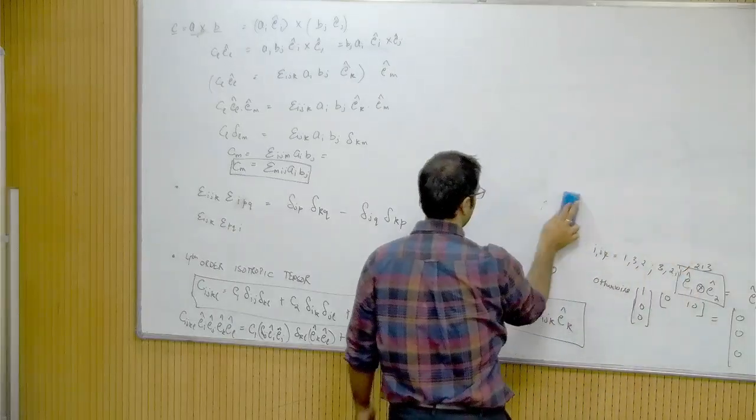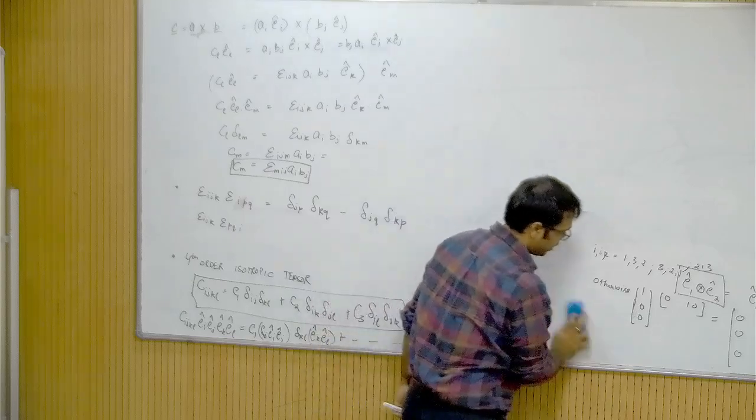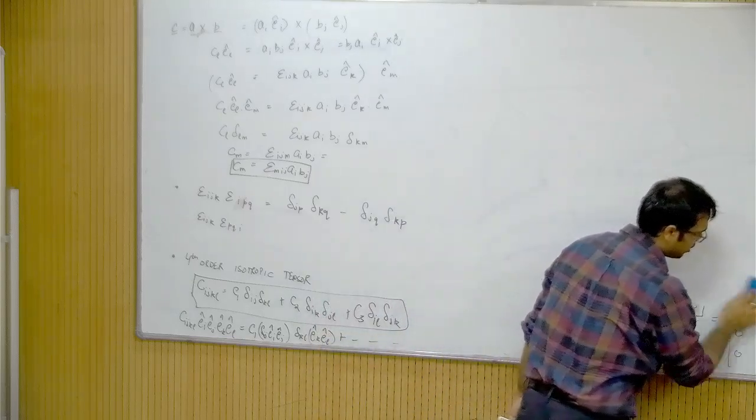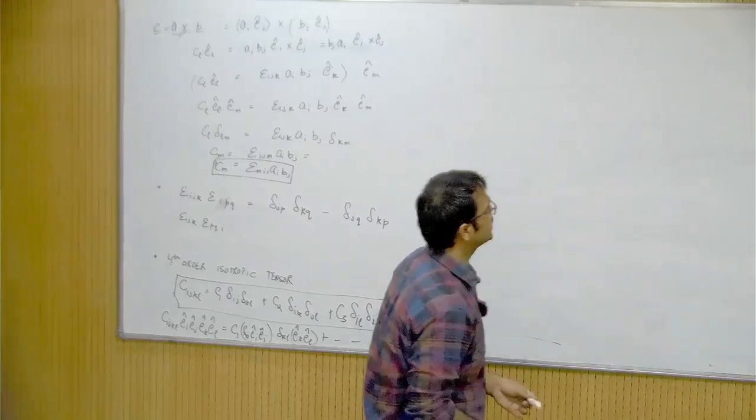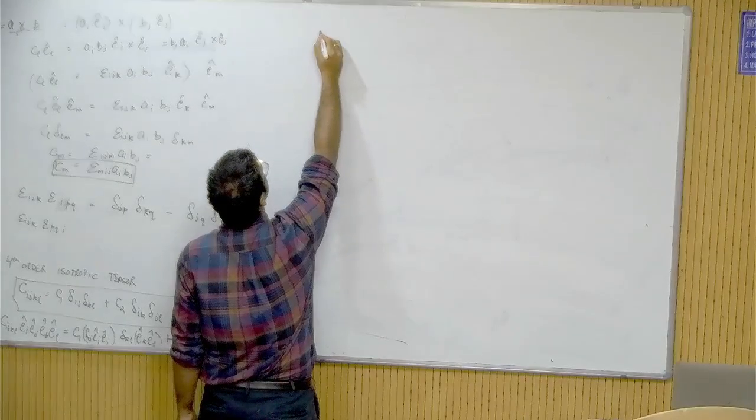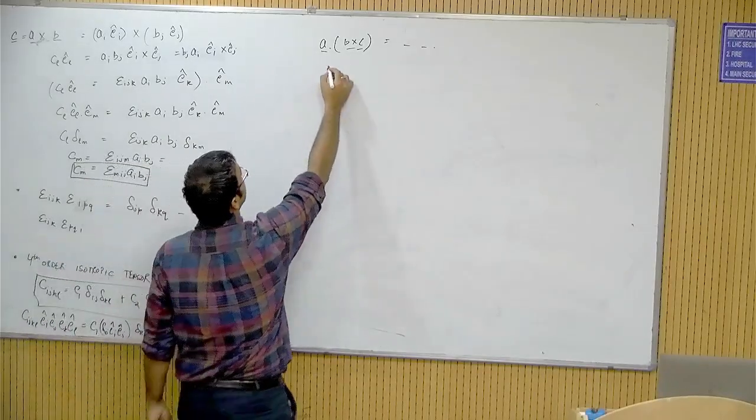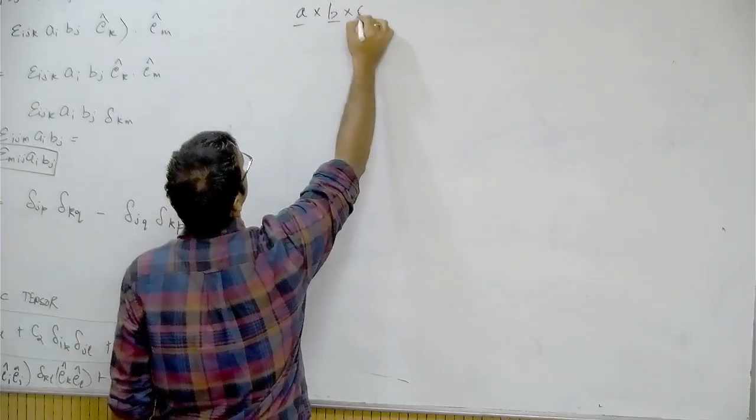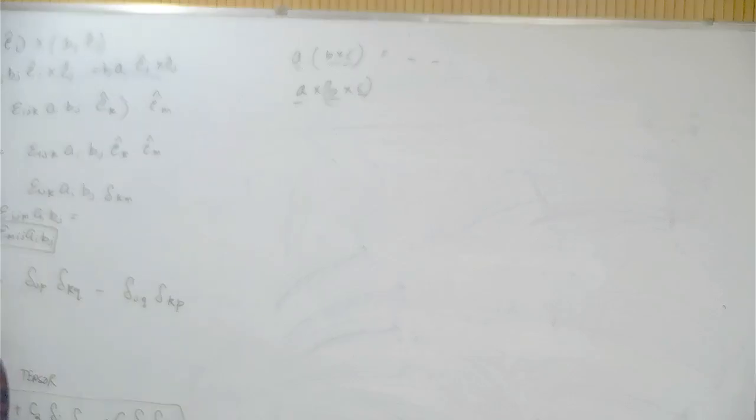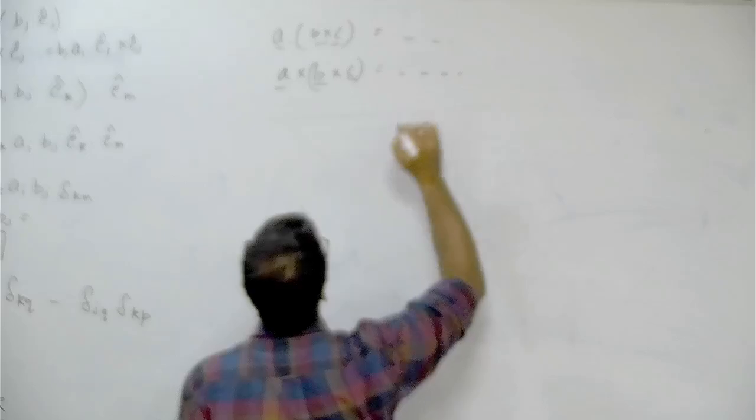And now using these tools, you can do a lot of tensor algebra, where basically we are doing multiplications, additions, subtractions, and so on. For example, you can simplify something like a dot b cross c, which you know as a scalar triple product. You can simplify this kind of a quantity, a cross b cross c, using index notation.